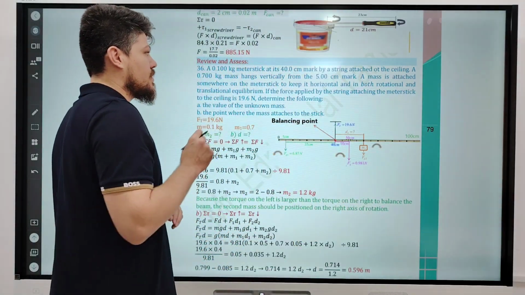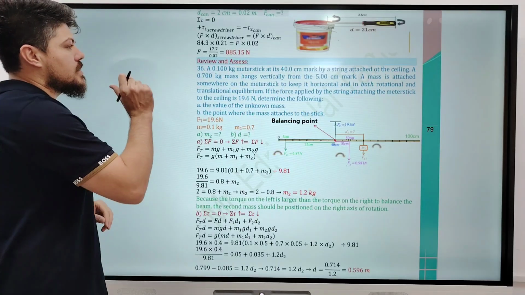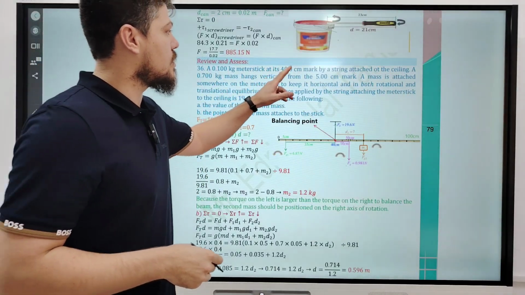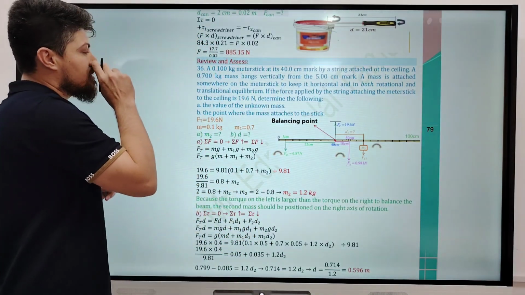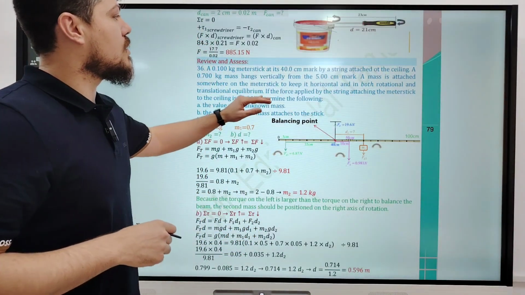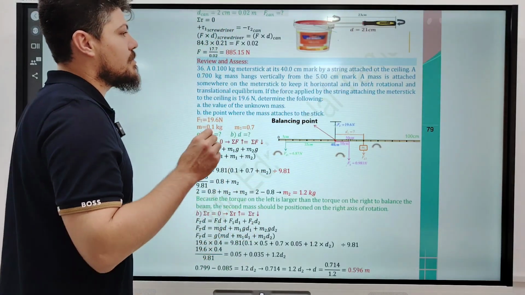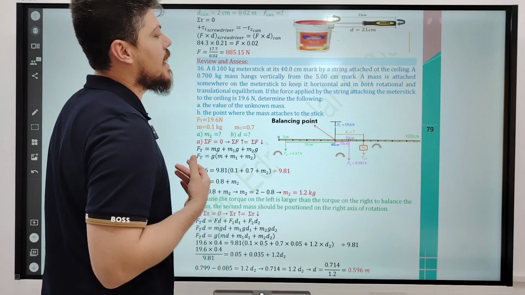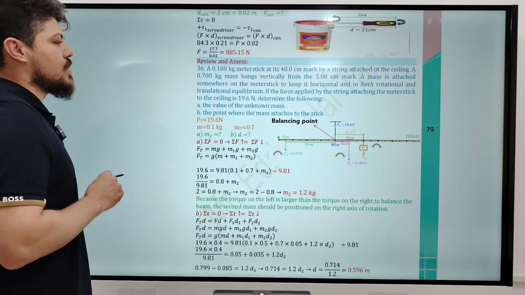As you know, in a previous lesson, we stopped here at question 36 in the chapter review. The question says, a 0.1 kilogram meter stick is suspended at its 40 centimeter mark by a string attached to the ceiling. A 0.7 kilogram mass hangs vertically from the 5 centimeter mark. A second mass is attached somewhere on the meter stick to keep it horizontal, in both rotational and translational equilibrium. The second mass is unknown.